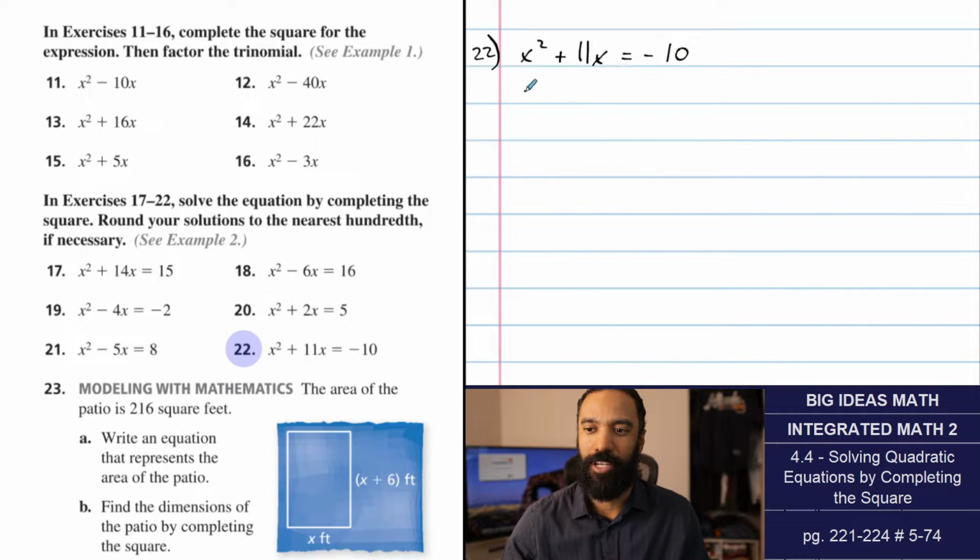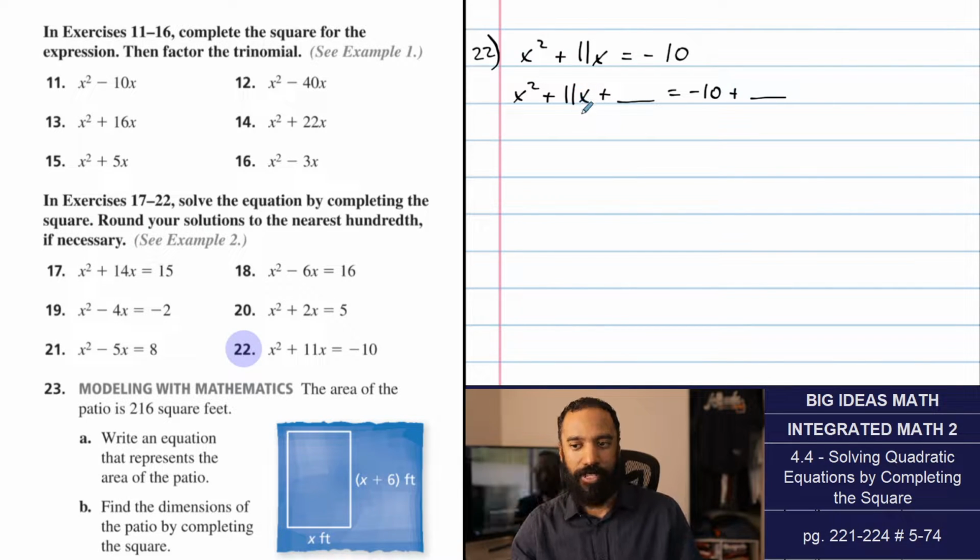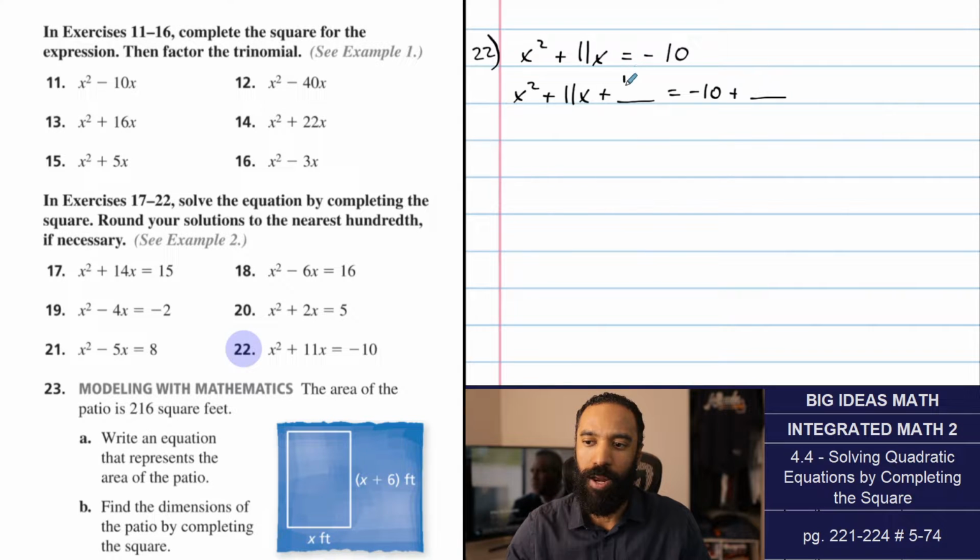Negative 10. Let's go ahead and complete the square. We get x squared plus 11x plus blank equals negative 10 plus blank. Let's do some mental math. 11 halves is half of 11, and we square that, we get 121 over 4. So we're going to add 121 over 4 to both sides.